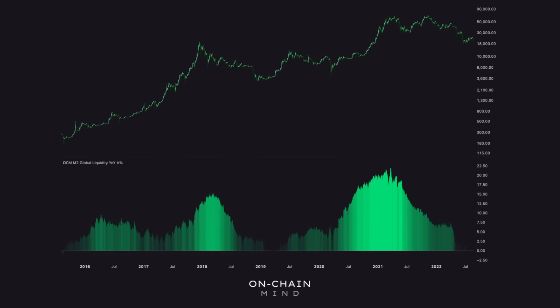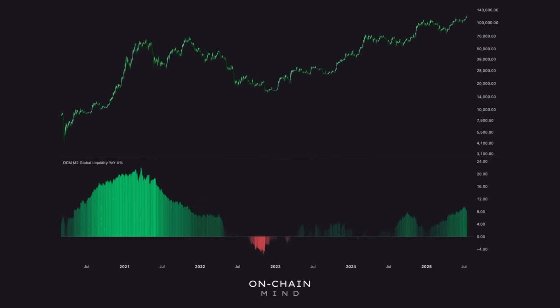Looking back at the last two cycles, you can see major booms in the year-on-year liquidity growth coincided with market cycle peaks. This is the chart most people refer to when they argue that Bitcoin's price is influenced more by global liquidity cycles than by halving events. Now, fast forward to this cycle, the bear market bottom happened when the year-on-year global liquidity was actually contracting.